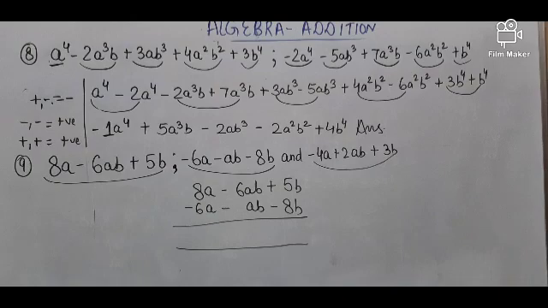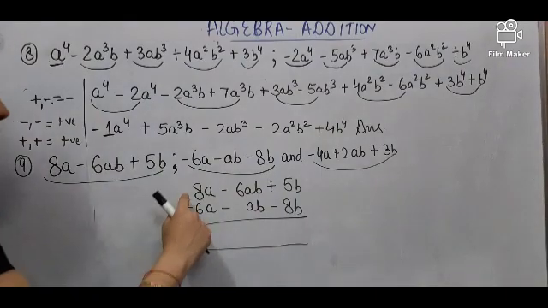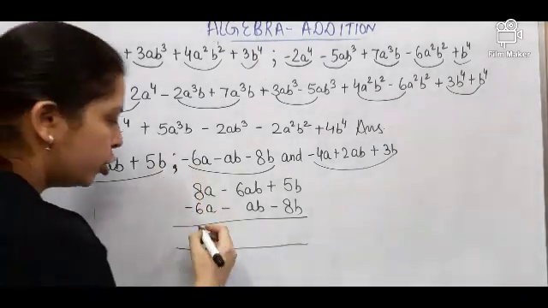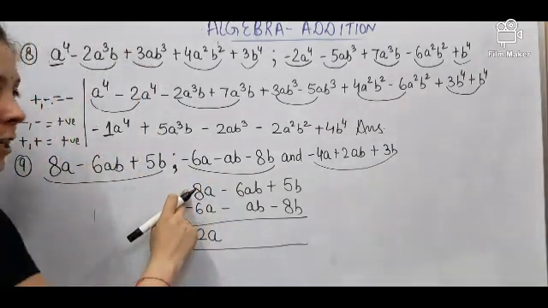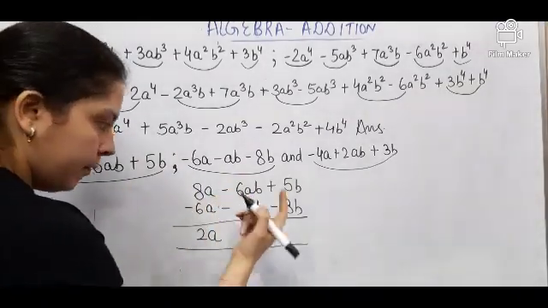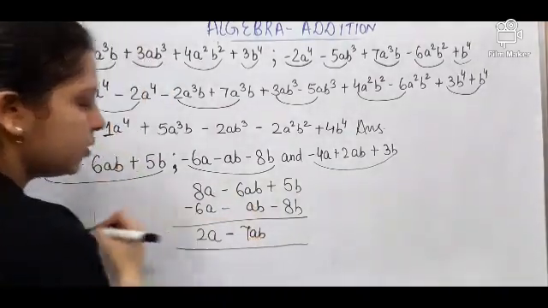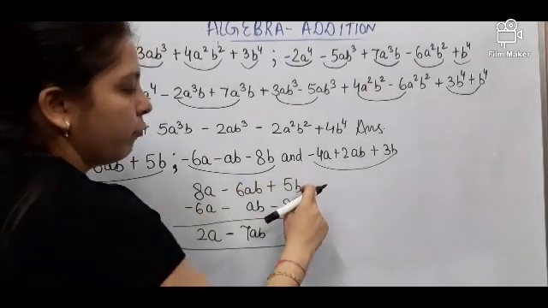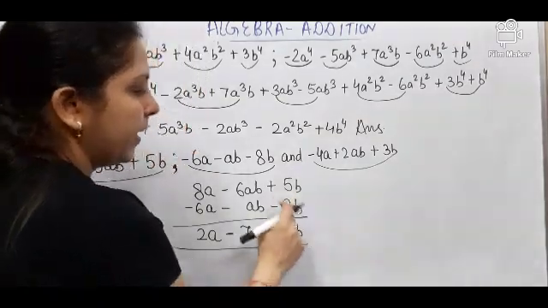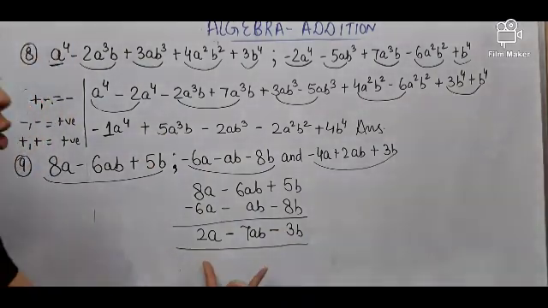1 positive and 1 negative results in negative, so 8 minus 6 is 2a. As 8 is preceded by a positive sign, a positive sign will be there. The result of 2 negatives will be positive, so 6 plus 1 is 7ab, and as 6 is preceded by a negative sign, a negative sign will be there. 1 positive and 1 negative is negative, so 8 minus 5 is 3, and as 8 is preceded by a negative sign, a negative sign will be there. Now we got this result.